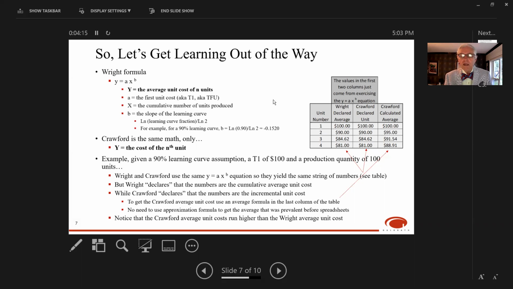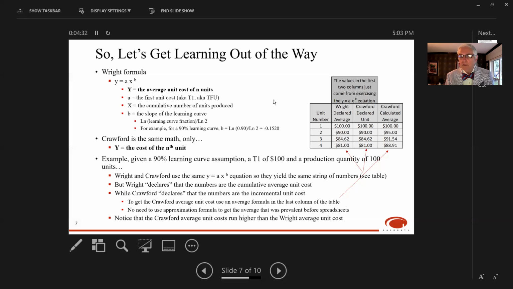Wright and Crawford use the same y equals ax to the b equation, so they yield the same string of numbers that we see there in the table. So the Wright numbers are 100, 90, 84.62, and 81. And the Crawford numbers coming out of the y equals ax to the b are the very same numbers.